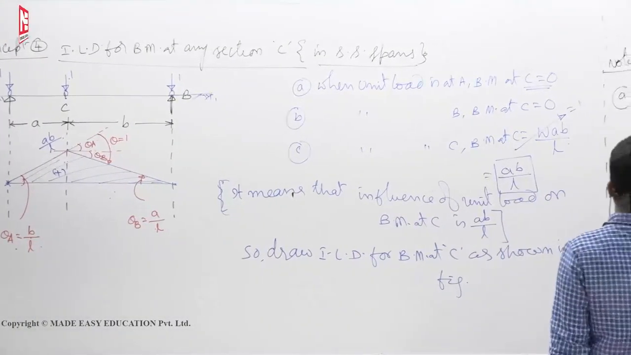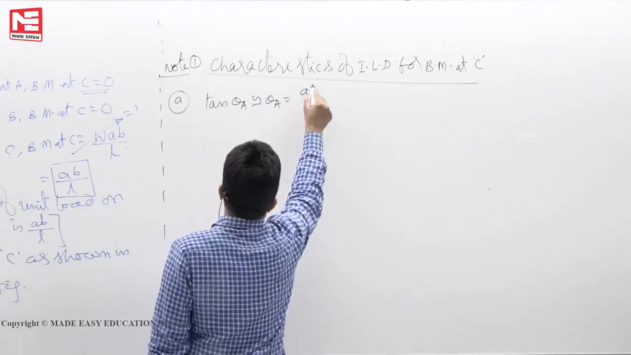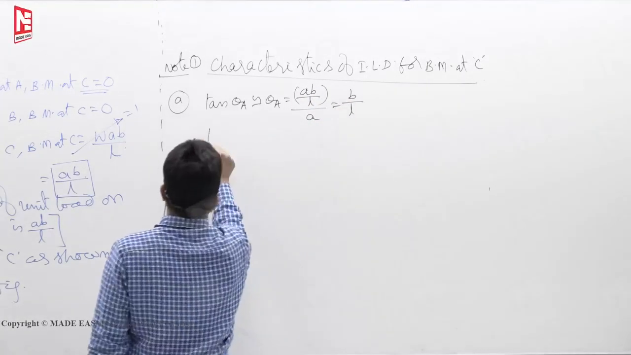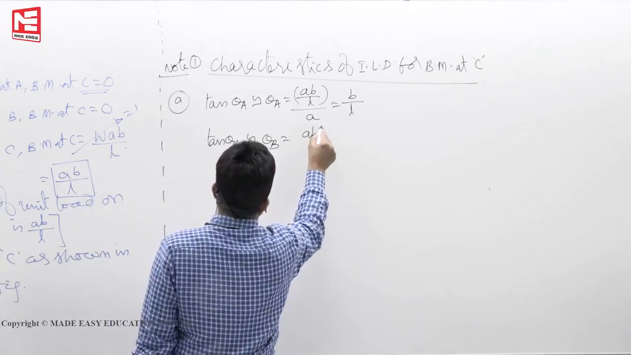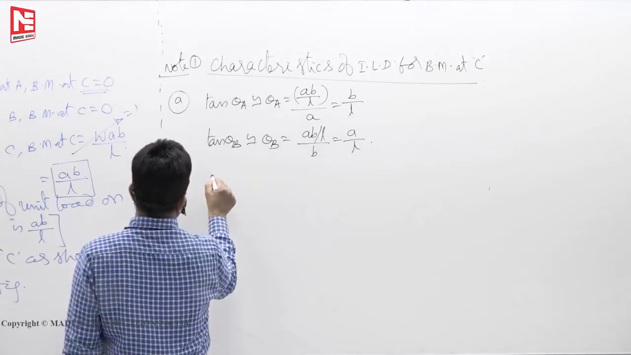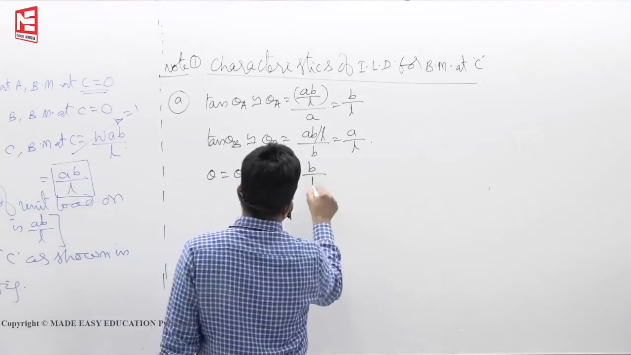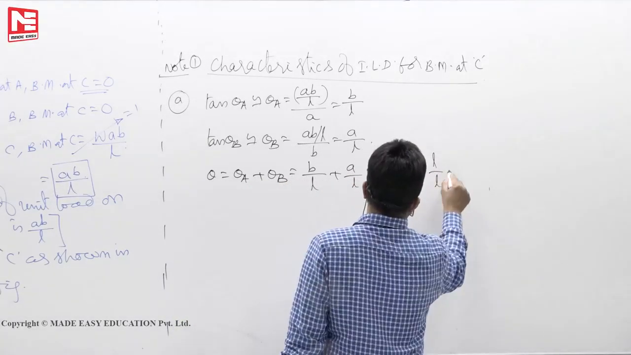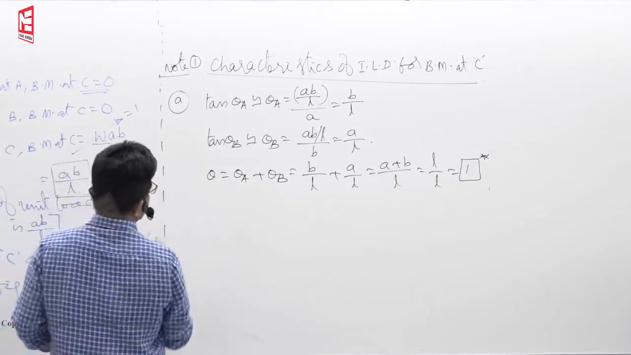First point is tan theta A is approximately equal to theta A, which is nothing but AB by L by A. So, you will get B by L. Tan theta B is approximately equal to theta B, AB by L by B. So, you will get A by L. Then theta is equal to theta A plus theta B, B by L plus A by L. One you will get. Okay, this is what your observations.